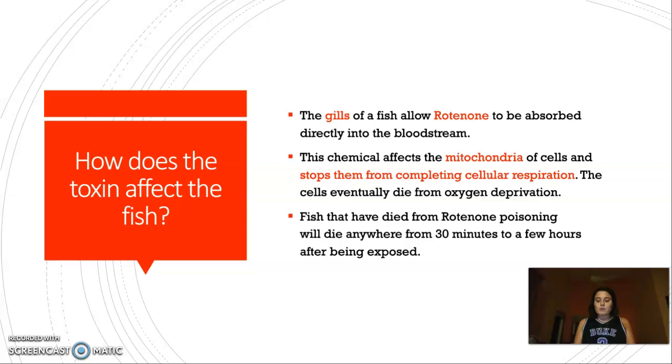The advantage of using rotenone is that it allows for selective removal of the target species, and it comes with a low environmental impact. It has been used for centuries by indigenous people in Southeast Asia and South America to harvest fish for human consumption. It has also been used as a commercial pesticide since the 1930s to manage fish populations.